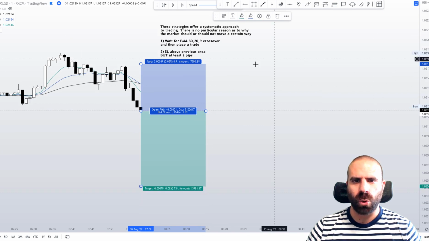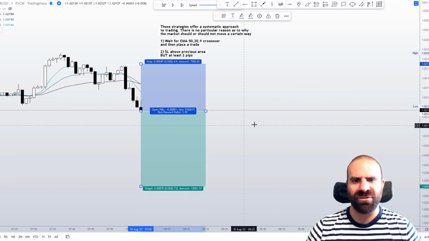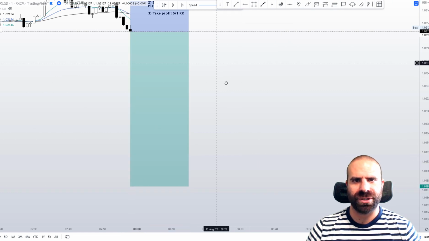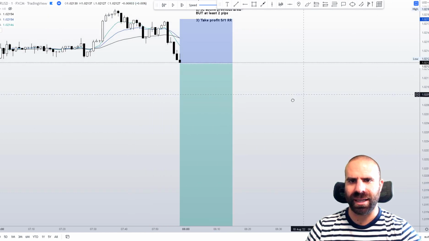In this occasion, I wouldn't take this trade because it's 5 pips, and in order to get a 5-1, according to my strategy, you have to go here. I wouldn't take this trade, but you can take it.